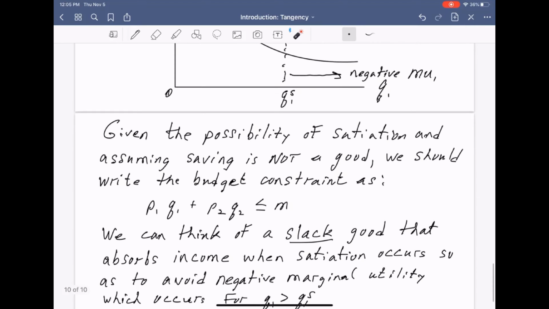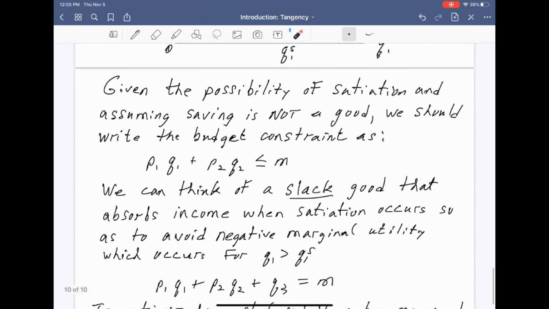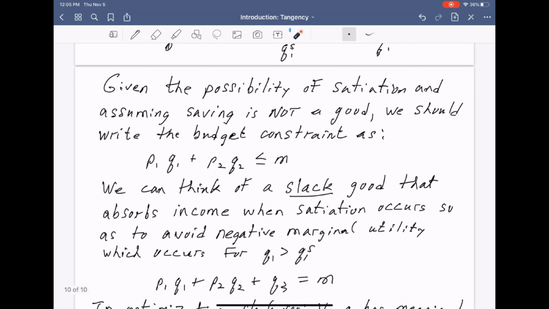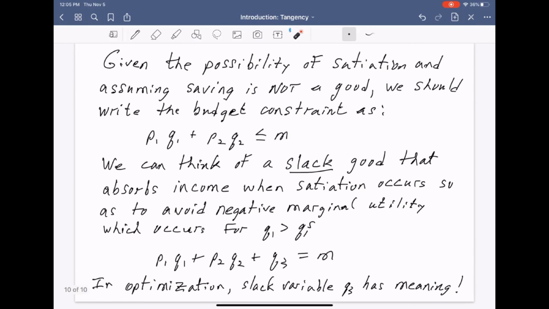Okay, given the possibility of satiation, and assuming that saving is not a good, so we're abstracting here from savings, we should write the budget constraint as an inequality rather than an equality. Yet in most of economic theory, we talk about these equality constraints. So we can think of a slack good, a slack variable, if you like, that absorbs income when satiation occurs. Let's denote that slack good by Q3.